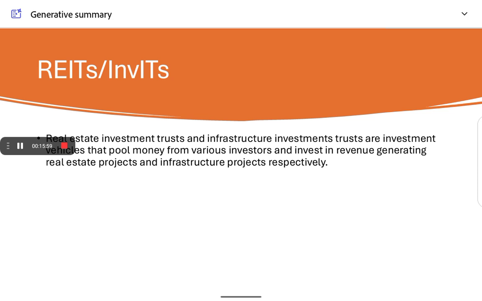That helps an individual investor to gain from the rise in price or the appreciation of assets, whereas it helps the issuer to diversify their sources of funds. And REITs and InvITs are required to distribute 90% of their surplus to the holders of REITs and InvITs, that is, real estate investment trust and infrastructure investment trust.